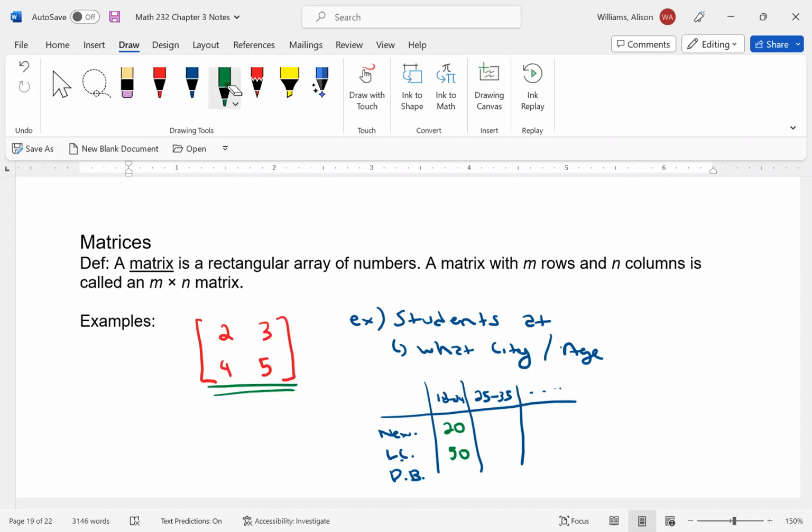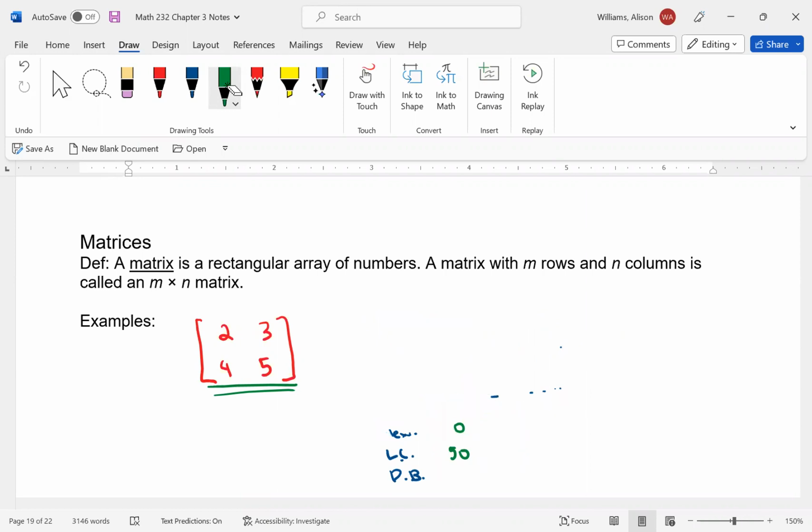All right, so that's a real world example of where we see matrices. This is literally data, tables of information. We're just getting rid of all the words and only looking at the numbers because, hey, that's what math people do. Okay, now, so that's an example of a matrix.